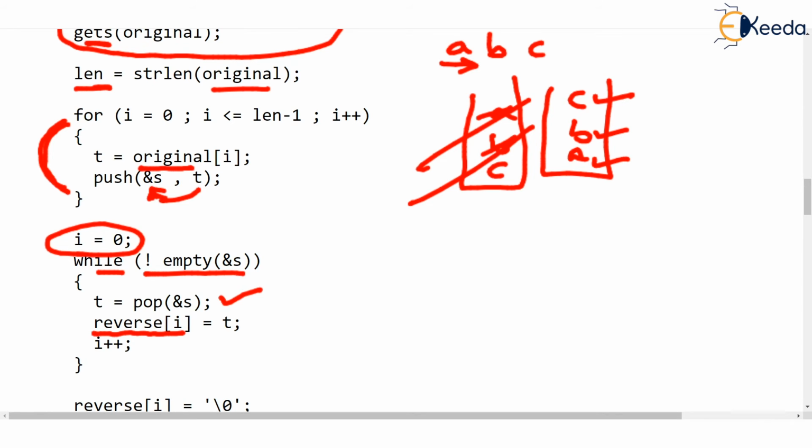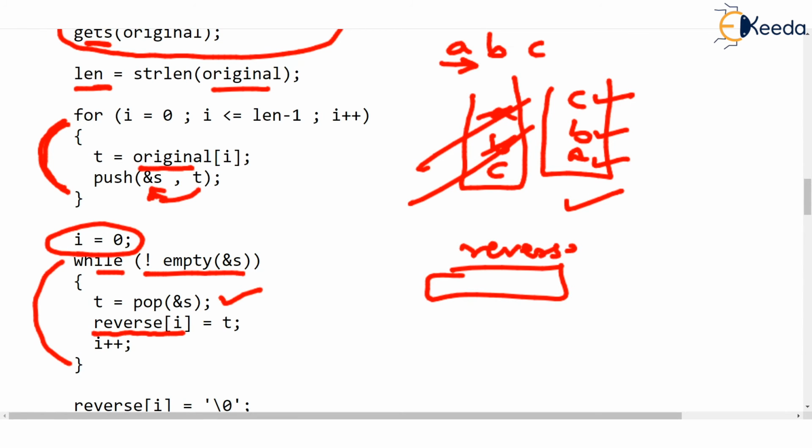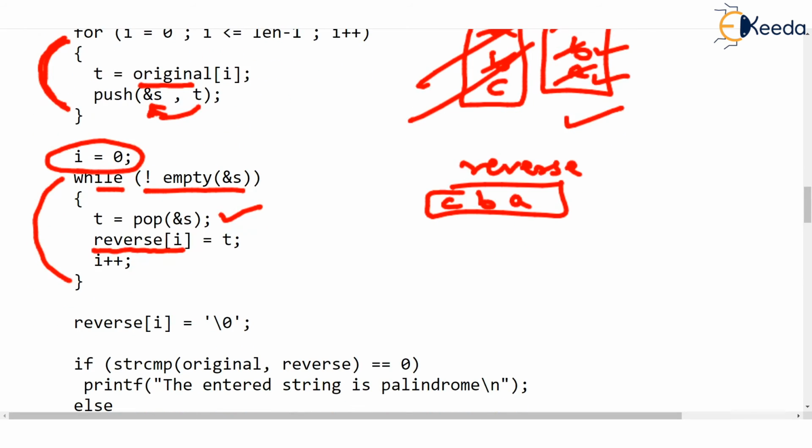Okay. So this while loop now, after the stack contains ABC, is going to make a reverse array, which will contain C, then B, then A. Correct? Because all these characters will be popped. And finally, we are forcibly putting a special letter backslash 0 in the reverse.